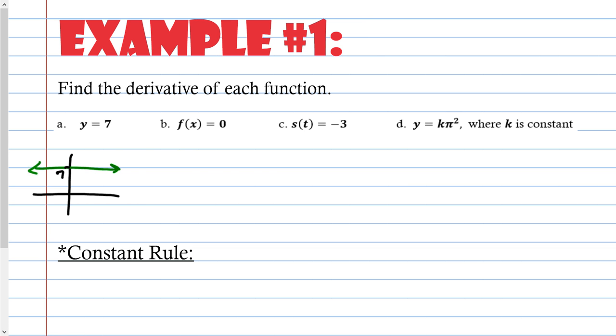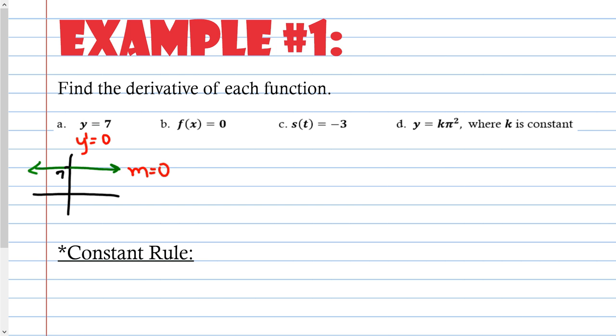Now, what is the slope of this line? Think back to Algebra 1. And hopefully you're like, well, it's 0, duh, right? Yes, the slope is 0. So what this means, since the derivative is the slope, is that if I were to find the derivative of this function y equals 7, the derivative would be 0. So there you go.